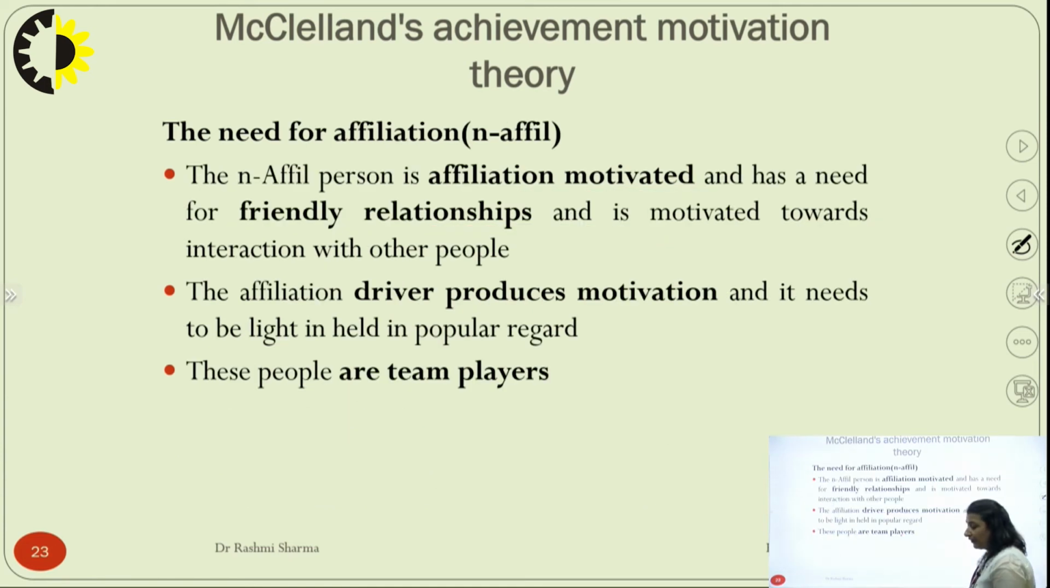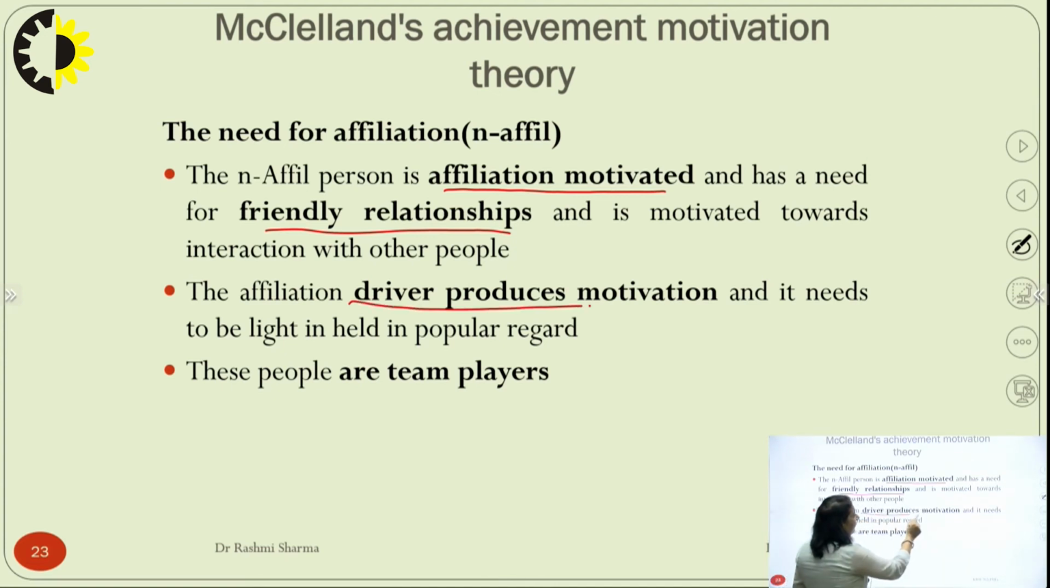Then comes the need for affiliation. Affiliation means you are motivated by friendly relationships, or you are a team player, or I should say you have a driver that provides motivation. So this is the person who wants to work in a team. They are very friendly with each and every new person joining that team, or they become friends when they go to a new place. They easily adjust to that particular environment.